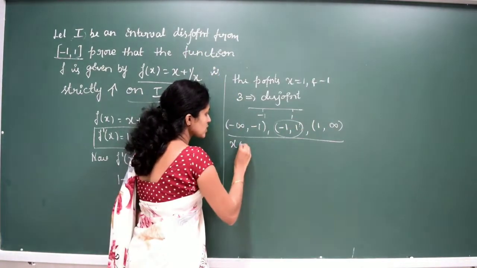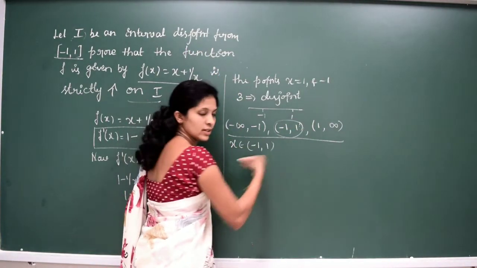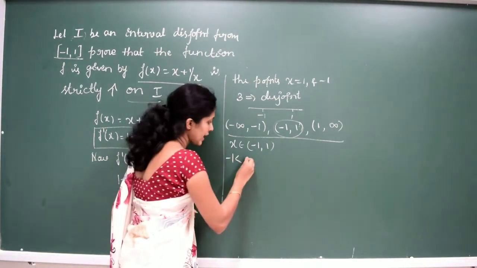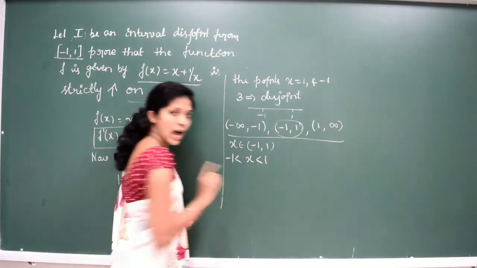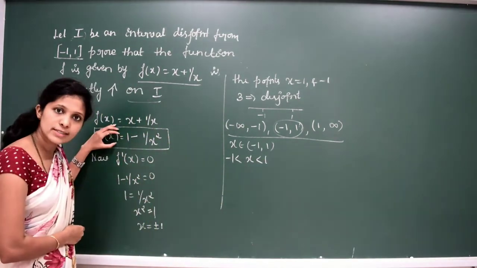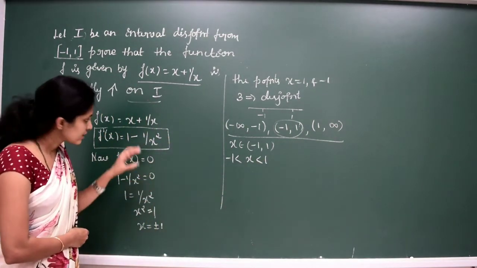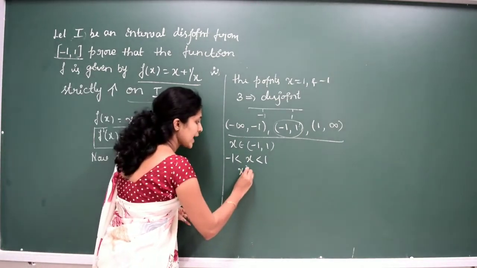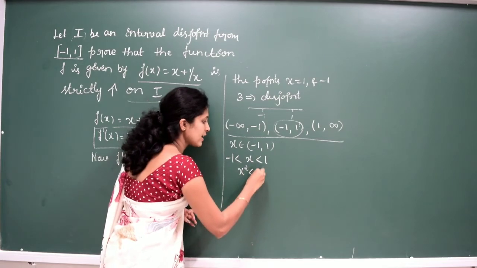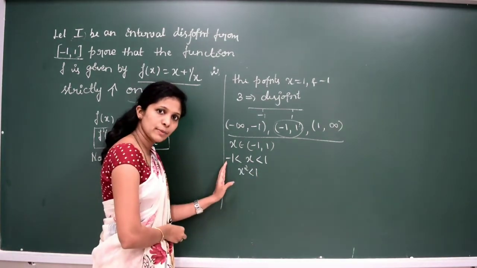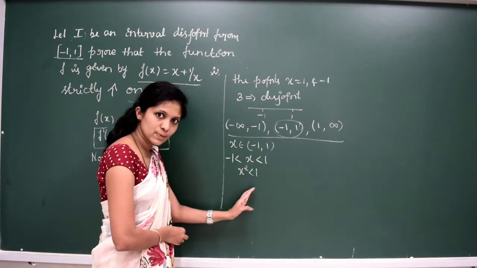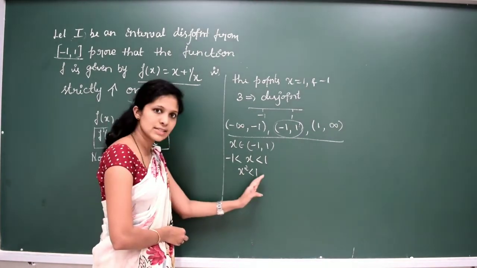So x belongs to minus 1 to 1. Now the value of x is between minus 1, x less than 1. I have to show that f dash of x is less than 0, right? That is 1 by x square is there. So we will take square of this one. X square will be now less than 1. Right? The value of x is between minus 1 to 1. So x square will be less than 1. It is between 0 to 1. So x square is less than 1.